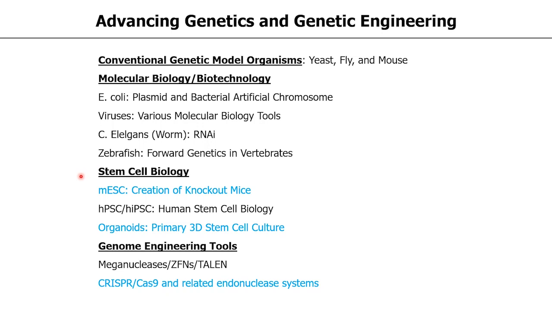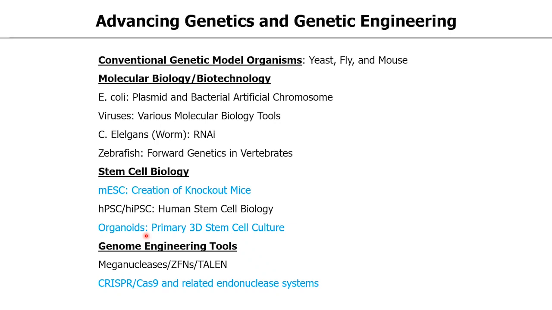In the late 20th century and in the beginning of the 21st century, we have observed many exciting new advancements in stem cell biology. For example, using mouse embryonic stem cells, we were able to create knockout mice. Also, using human pluripotent stem cells and iPS cells, human stem cell biology became possible.